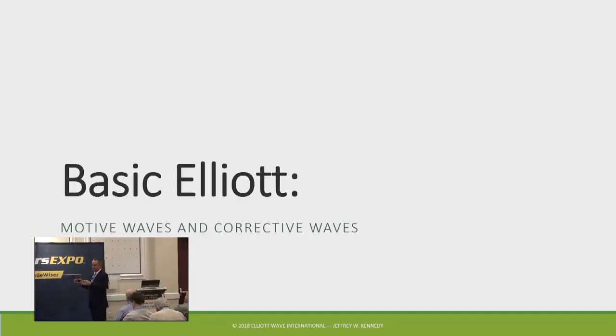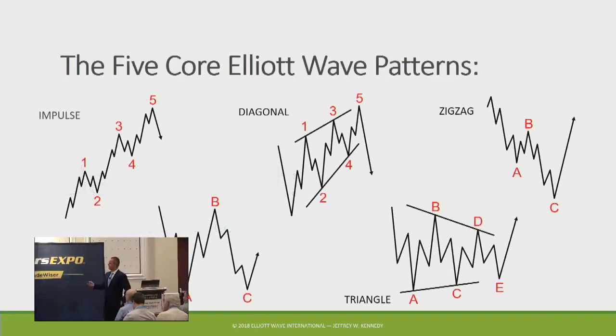And the way the wave principle does that is it classifies price action into two very specific modalities, motive waves and corrective waves. There are two types of motive waves. There are three types of corrective waves. Everything else that we know about the wave principle originates from those 5 core patterns. And here they are. What we have over to the upper left-hand corner is an impulse wave. 5-wave move up, waves 1, 2, 3, 4, and 5.